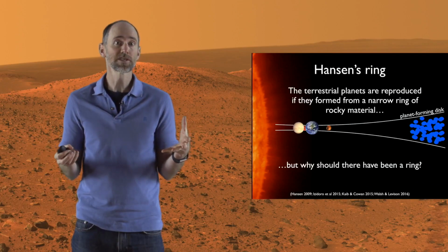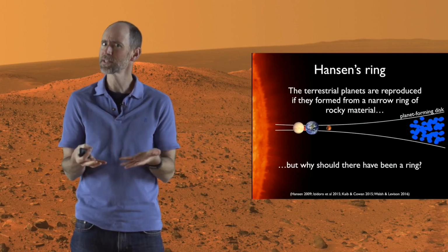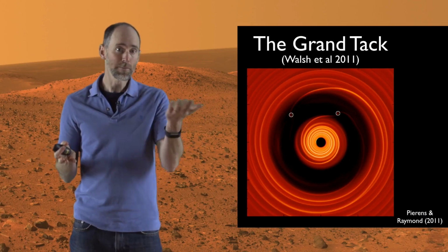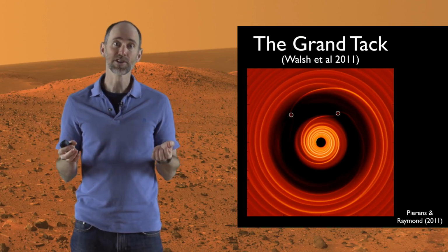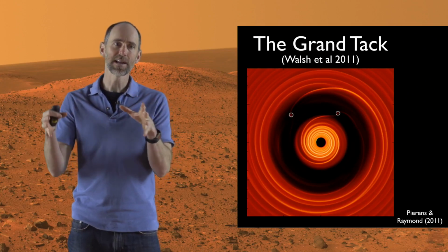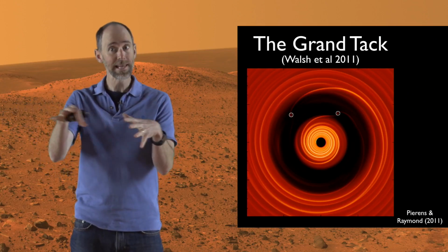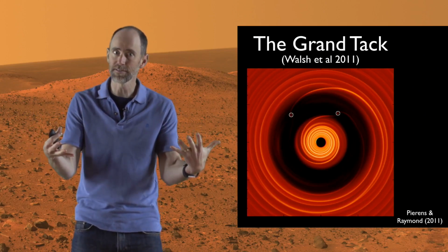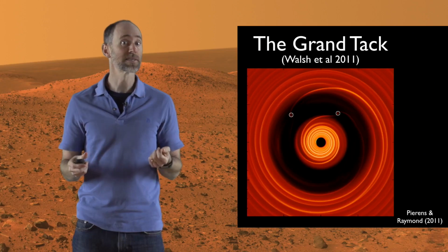But then the question becomes, why should the terrestrial planets have formed from a ring? The first model to explain that was called the Grand Tack model. And it's actually a model that Morby and I both worked on many years ago now. And it's a very successful model. It's based on the idea that Jupiter and Saturn's migration early on, while the gas disk was still there, sculpted the inner disk of rocky stuff from which the terrestrial planets formed.